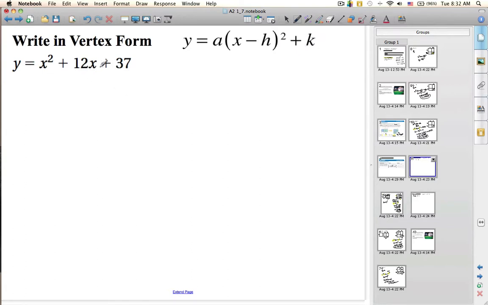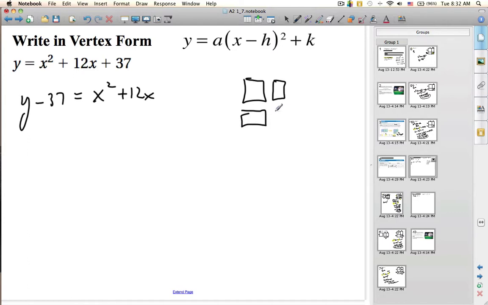So the first thing I want to do is get rid of this 37. It really doesn't help. y minus 37 is equal to x squared plus 12x. Then again, if you think of, right, I have this thing. This is x, that's x. Half of 12, 12 divided by 2 is equal to 6. So this is 6, and that is 6, and this will be 6 times 6, so 6 squared. So what I'm going to add to either side is 36.